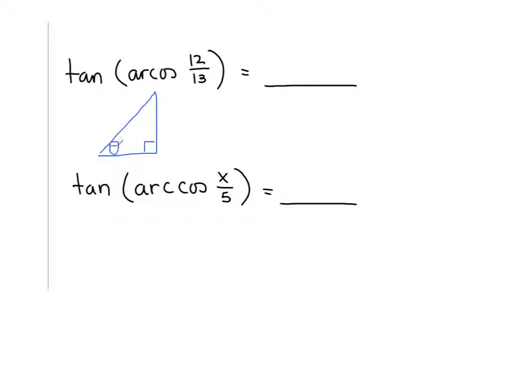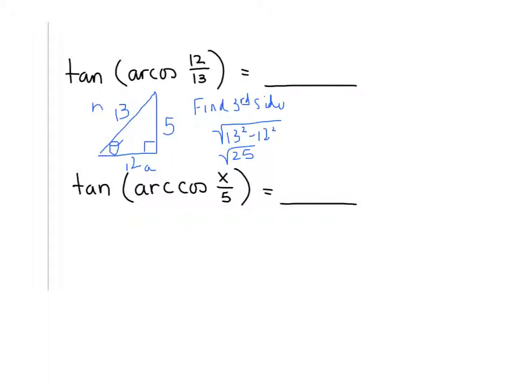So I draw a right triangle, and I look at cosine. Cosine is adjacent over hypotenuse. So I'm going to write the ratio onto the triangle. Now I need to find the third side using the Pythagorean theorem, or if you know that this is a Pythagorean triple, but it will be the square root of 13 squared minus 12 squared, which will be 169 minus 144, which is 25. So this side over here will be 5.